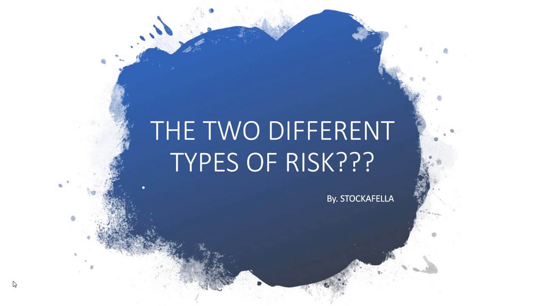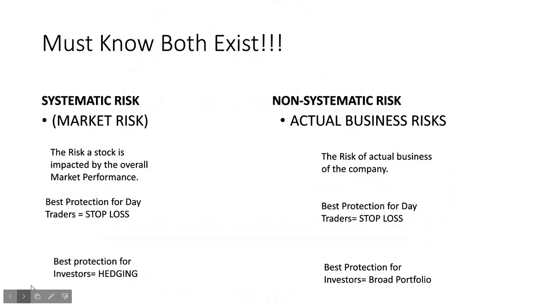But let's get right into this video, you guys. The two different types of risk and how I look at risk. Some people call it macro, some people call it micro, but we're gonna go to the real deal. First of all, you must know, and you must put this in your head, both types of risk exist. Systematic risk and non-systematic risk, right?